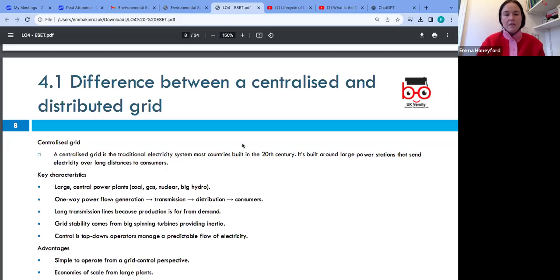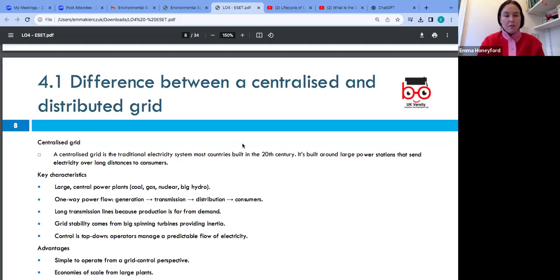The key characteristic of a centralised grid is that it has a large central power plant, whether it be coal, gas, nuclear, or big hydro. It has a one-way power flow, so you've got your generation, transmission, distribution, and then the consumers. That is the flow of energy generation. And obviously there is still energy that is used to transport that along the line, which ends up with consumers or domestic housing. There are long transmission lines because production is far from demand, and this has often been deemed quite a problem.